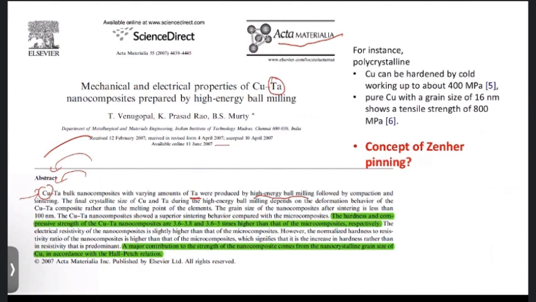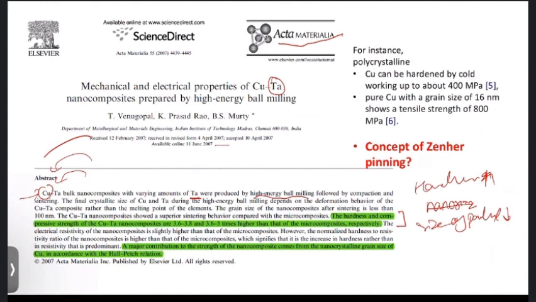The grain size of the nanocomposite after sintering is less than 100 nanometer, which we will discuss. One thing to note down is that the hardness and compressive strength of the copper tantalum nanocomposite is 3 times, 3.6 times, 3.8 times higher than the microcomposite that we have discussed, right? The hardness increases as the size of the particle decreases. Agree? That is the Hall-Petch effect.